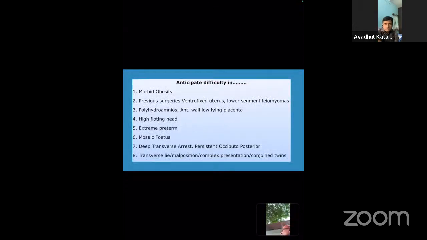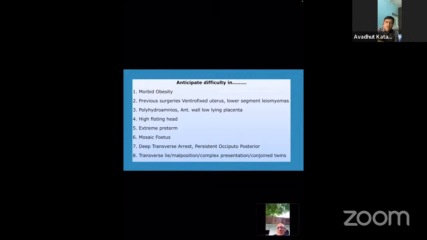Anticipate difficulty. Before taking the patient to cesarean section, you have to anticipate the difficulty. What is going to happen in that patient? Anticipation is always better than creating problems and then tackling them. So anticipate difficulty.